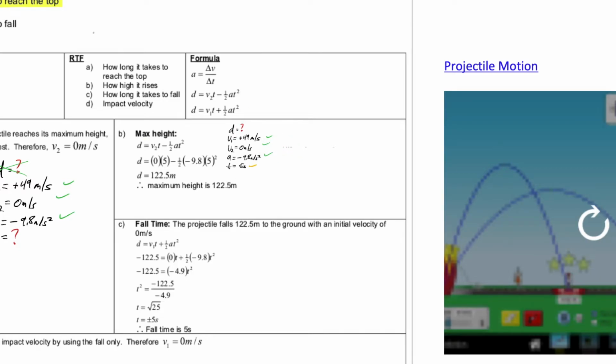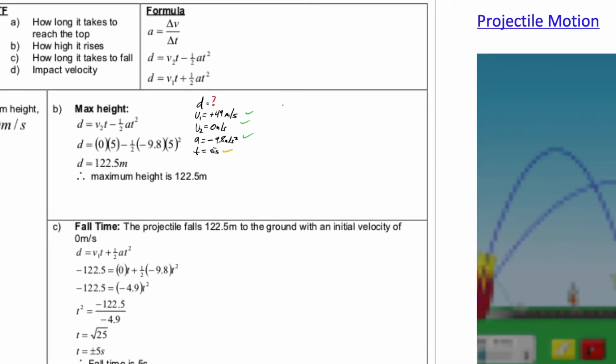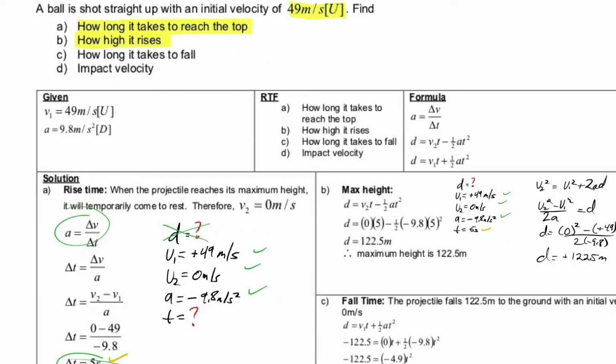So the other formula we could have used is this one here, which is V2 squared. Zoom in a little bit there. That would be our V2 squared is equal to V1 squared plus 2AD. Isolating for D, we would get V2 squared minus V1 squared over 2A, which gives us 0 squared minus positive 49 squared over 2 times negative 9.8, which in fact gives us 122.5 meters.